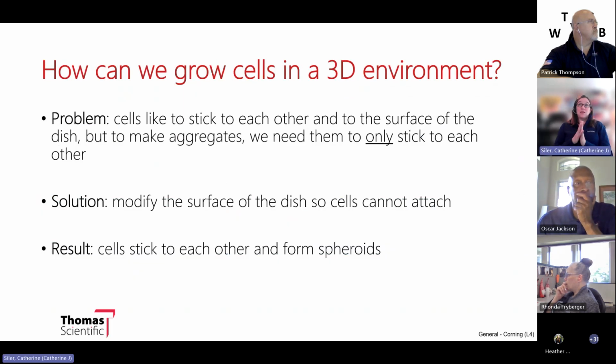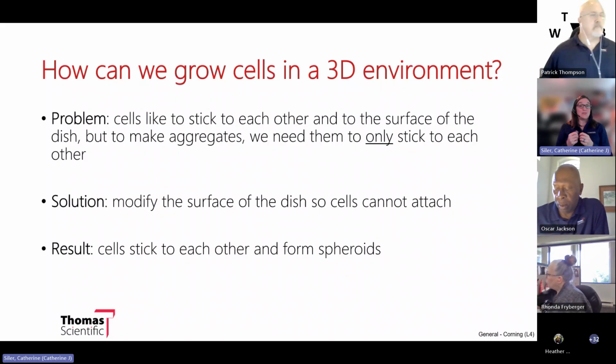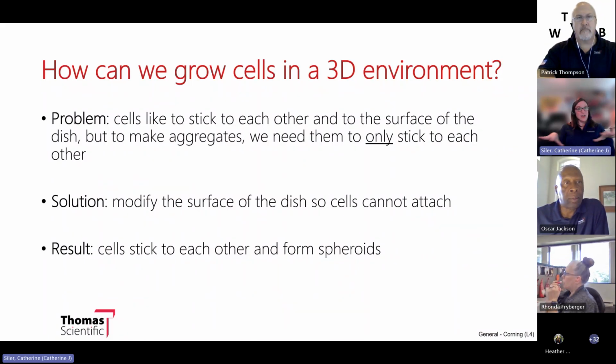So if we think about it as, all right, I'm in 2D, I need to have this more realistic system. How do I get them into 3D? Problem is that cells really like to stick to each other and they like to stick to the surface of the dish. But if we want to make this little solid aggregate of cells, we need them to only stick to each other. So what we have done there is modified the surface of that dish so that the cells can't grow on it anymore. And so the result there is that the cells stick to each other and they form those spheroids that we mentioned.